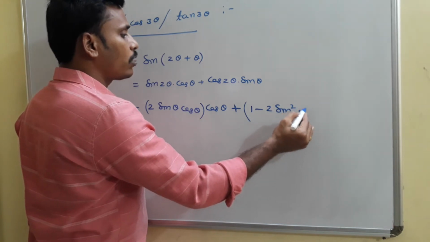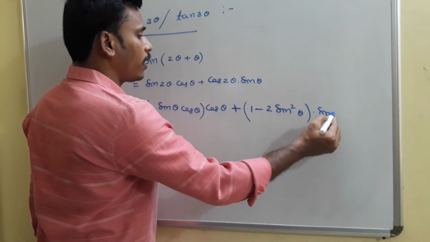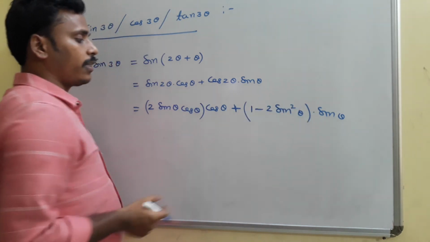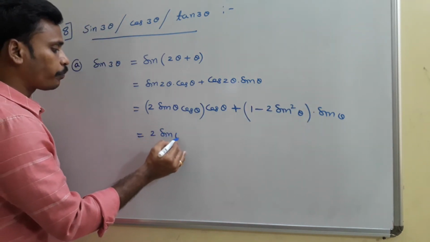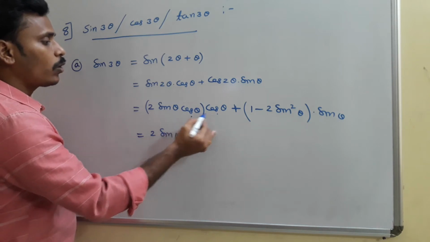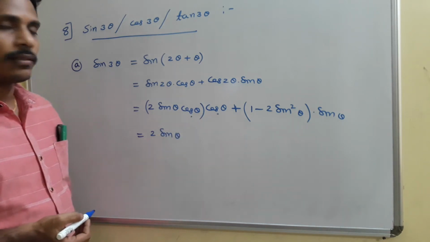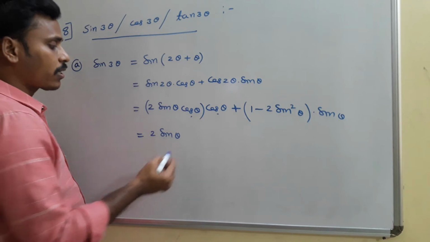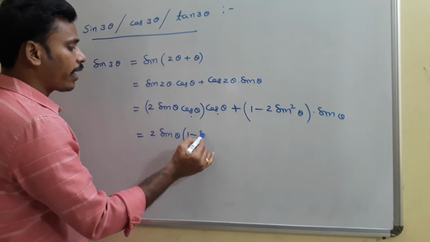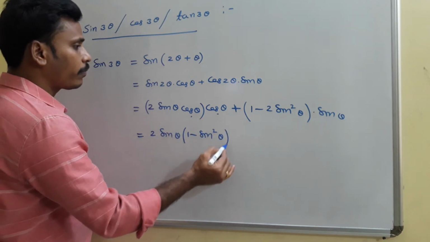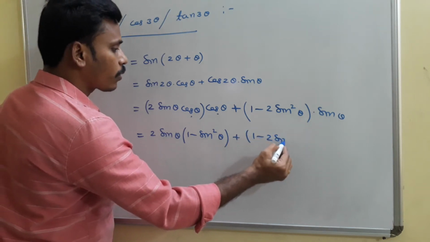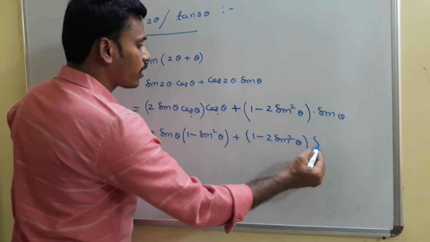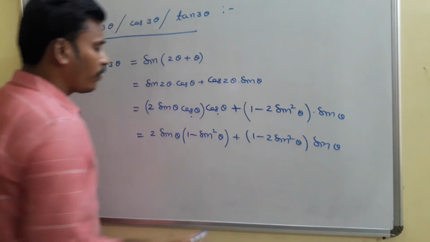So write cos 2 theta as 1 minus 2 sin square theta, and you need to multiply it with sin theta. And now again look here, this is 2 sin theta, and cos theta into cos theta is cos square theta, right? You just write it like 1 minus sin square theta, plus 1 minus 2 sin square theta into sin theta. I need to express everything in terms of sine.